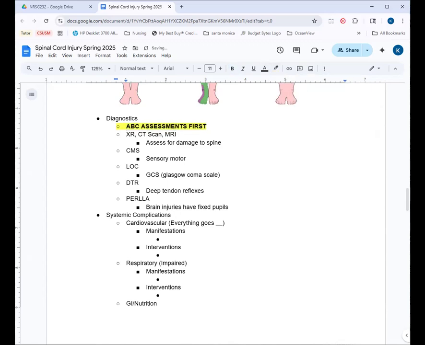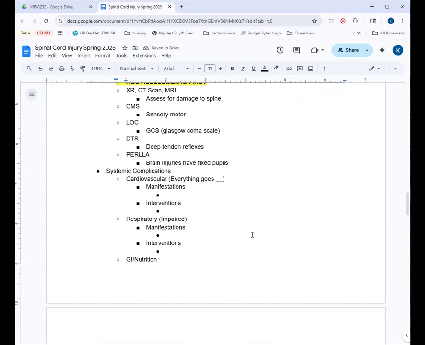Here we go. Okay. Some things to remember with systemic complications. We have a couple different things. We have cardiovascular, GI, respiratory, GU as well, musculoskeletal, obviously, skin stuff. Like every system can be affected. Oh, that's an interesting way to remember this. I don't know if this was actually written anywhere in your stuff, but I don't know why he put that there. But cardiovascular, everything goes down.